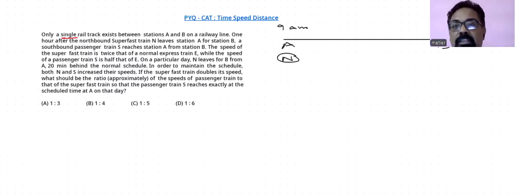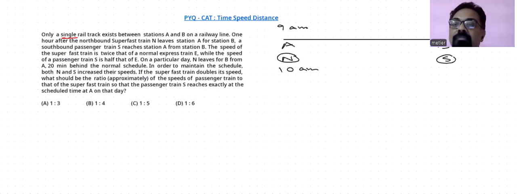What is the train N doing? It will move up to station B, and as per the condition, once it reaches station B, another train starts from station B towards station A. And this train S reaches here 1 hour after N started from station A. Means this is 10 a.m. according to our assumed example. Now in this 1 hour, what is happening? In this 1 hour, the train N travels the distance A to B. Once it reaches B, at the same moment, a train S from station B starts and reaches station A at 10 a.m., means after 1 hour.